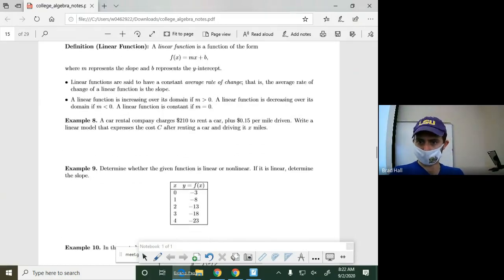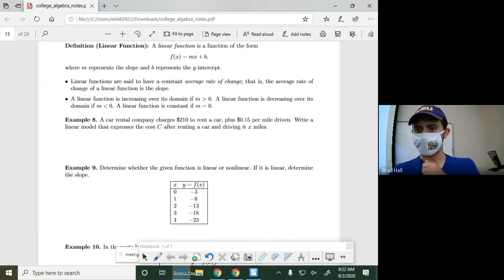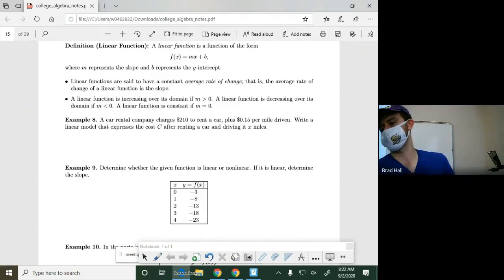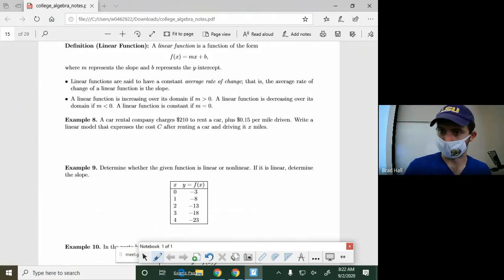And to set up a linear function, in example 8, a car rental company charges $210 to rent a car and 15 cents per mile driven. All they want is for you to write a linear model using not necessarily a y value, but actually a c, the letter c, for cost, and driving it x miles. So we are just simply setting up a linear function. It's really a one-line thing.